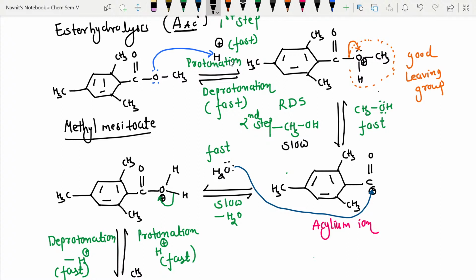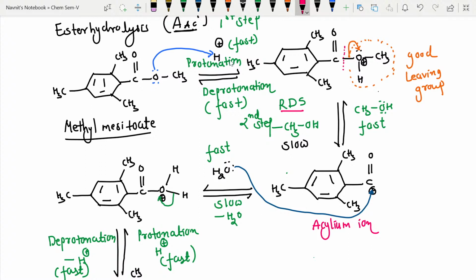So in AAC1, yes, it is acid catalyzed. Which bond is broken? The acyl oxygen bond. Yes, this bond is broken. Unimolecular, yes, it is unimolecular because this is the rate determining step, and the rate determining step involves only one species, that is the ester. So the molecularity of this reaction is 1. That's what unimolecular means.